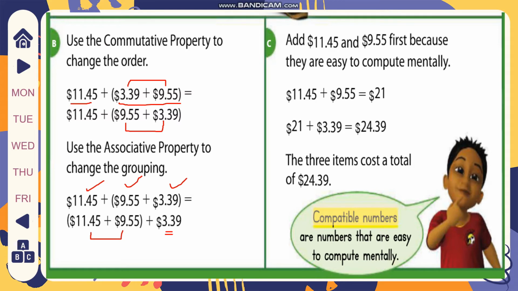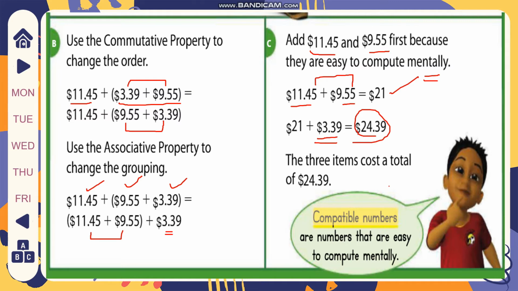If we add 11.45 plus 9.55 first, it's easy to compute mentally, because both numbers end with 5, or both with 0. Those are the numbers that can easily be added or subtracted mentally. So 0.45 plus 0.55 is equivalent to 1 whole. Then 11 plus 9 is 20, so 20 plus 1 is 21. Then after that, I add 3.39. That's why the total of the three items is 24.39.